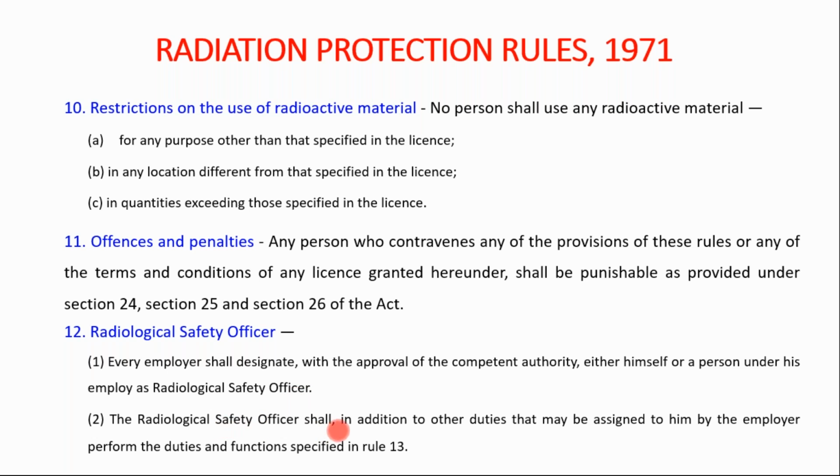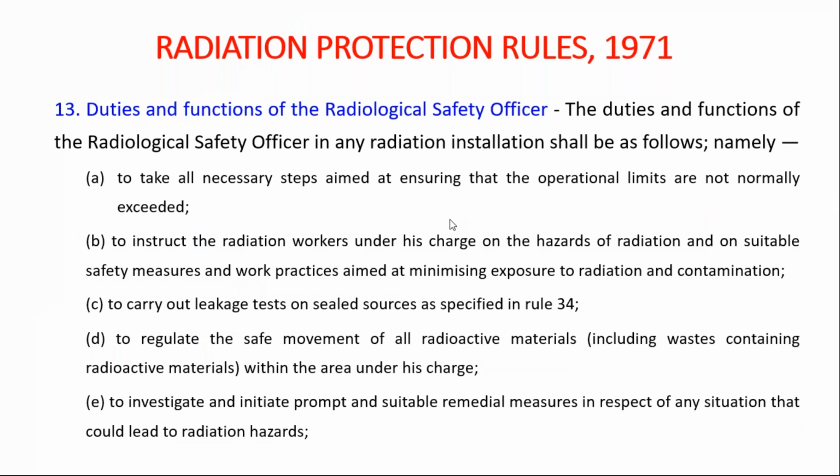The radiological safety officer shall, in addition to the other duties that may be assigned to him by the employer, perform the duties and functions specified in rule number 13. So the guidelines under rule number 13 for the radiological safety officer are necessary, other than the duties or functions assigned by the employer. So we will look into the functions or duties of this radiological safety officer in the next rule. These are the duties and functions of the radiological safety officer under rule 13.